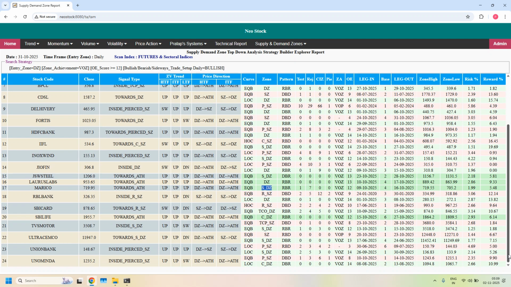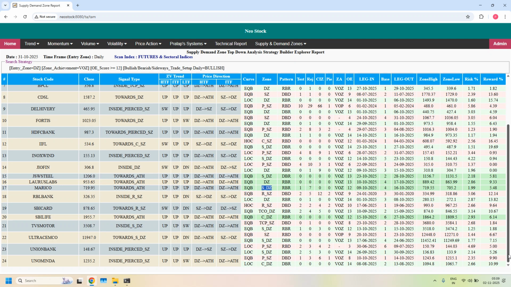Out of these 24, there could be some high probability trade setup daily demand zones available. But we should identify those high probability trade setup daily demand zones based on 2 different zone confluence and EMA confluence strategies that you learned in lesson 27.